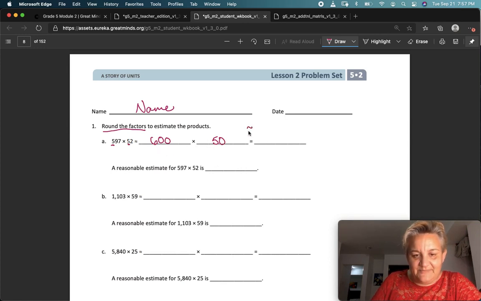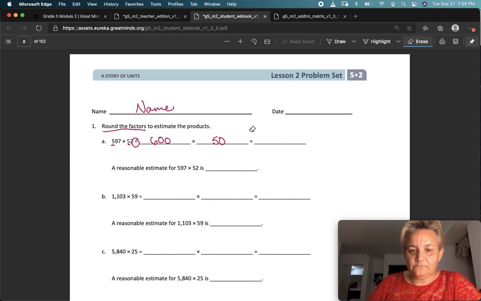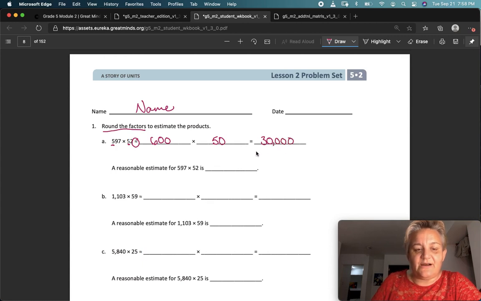And it's an estimate because it doesn't say equals. It's got a little curl to it, right? Right here is our equals. It's got a curl to it. And just like yesterday, 6 times 5 is 30. And then we have 1, 2, 3 zeros. So our estimate is 30,000. A reasonable estimate for 597 times 52 is 30,000. That is an estimate. That is an educated guess. Okay? Next one.